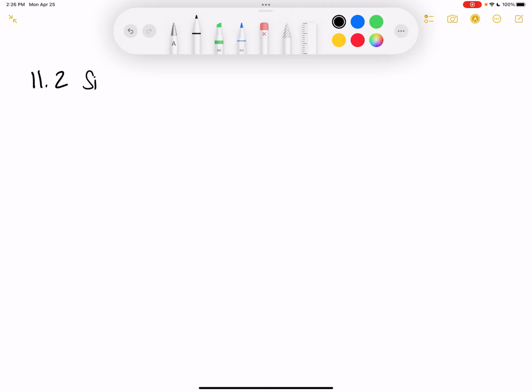11.2, simplify radical expressions. How would you rate this on a scale of 1 to 10? 10 being the easiest or the hardest? 10 being the hardest. It's probably like a 4 or a 5.